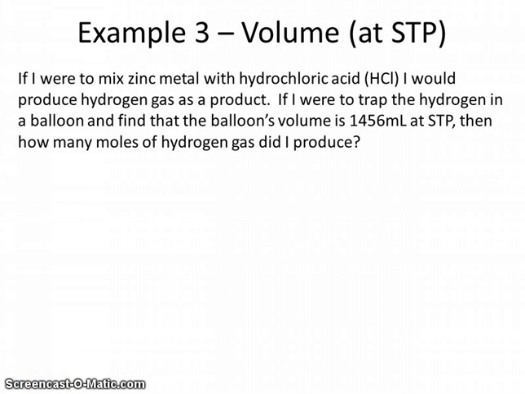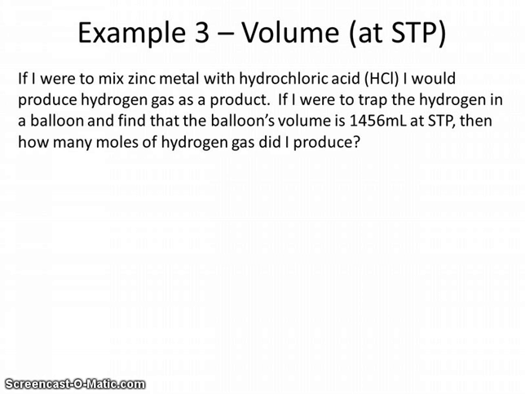Last, we'll deal with our volume at standard temperature and pressure. We want to mix zinc metal with hydrochloric acid, and we'll produce hydrogen gas as a product. If I'm to trap that hydrogen gas in a balloon and find out that its volume is 1456 milliliters, then how many moles of hydrogen did I produce?